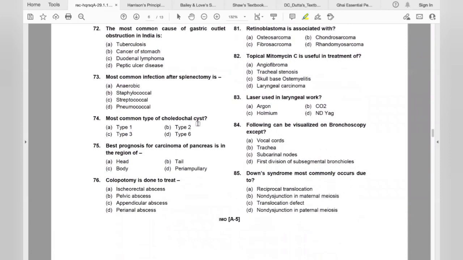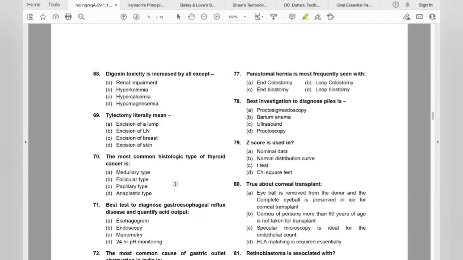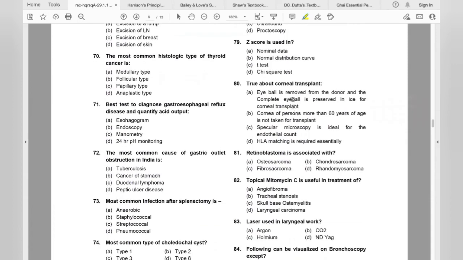Most common type of choledochal cyst is type 1. Best prognosis for carcinoma of pancreas is seen in region of periampullary. Colpotomy is done to treat pelvic abscess. So, parastomal hernia is most frequently seen in loop colostomy. Best investigation to diagnose piles is proctoscopy. Z-score is used in normal distribution curve.